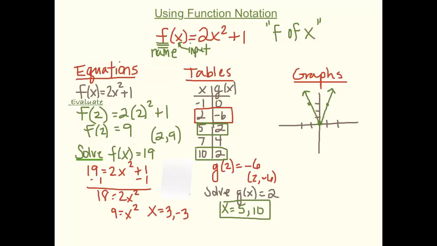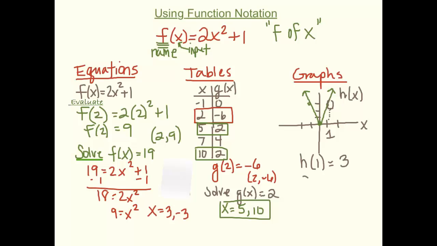Last one is a graph. Let's call this graph h of x. If I wanted to evaluate h of 1, I would look on the input, meaning on the x, for the value of 1. I then have to find its pair, which looks like it's at 3.